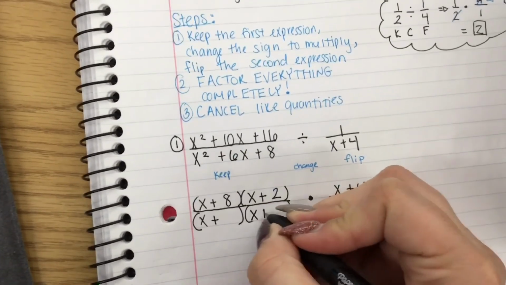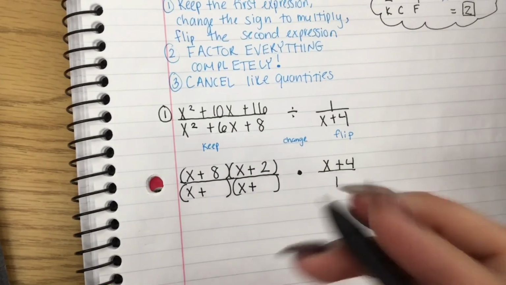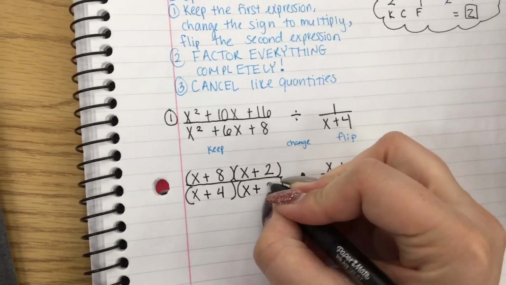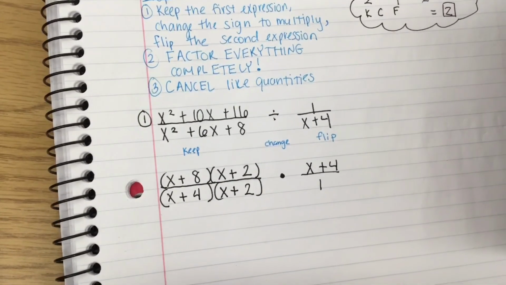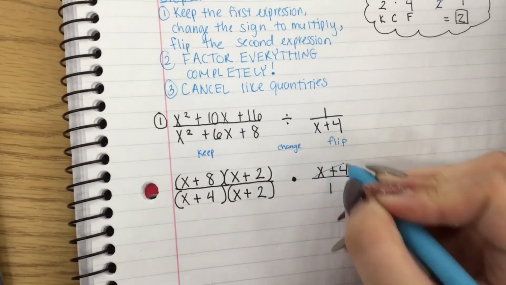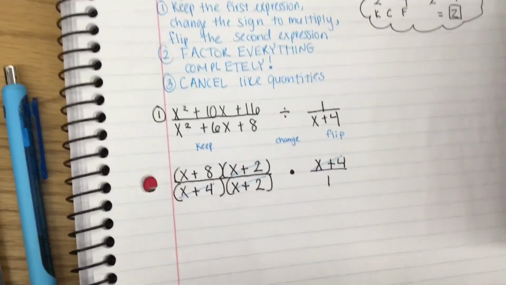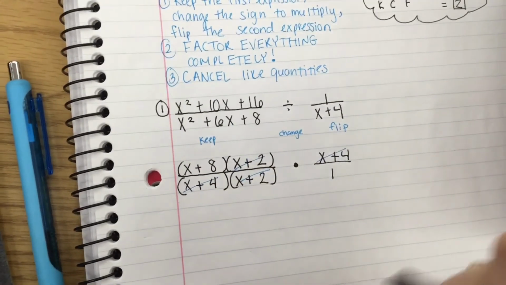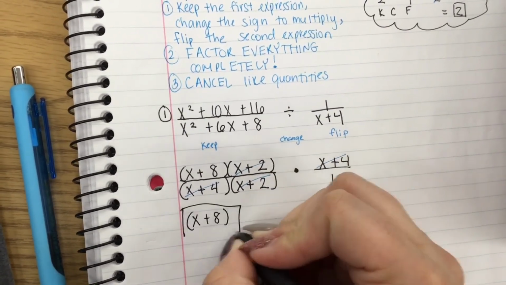Do the same thing in the denominator. I'm looking for factors that multiply together to give me 8, but add together to give me 6. So that's going to be 4 times 2 is 8, and 4 plus 2 is 6. If you had a number in front of x squared, you'd need to split the middle term. So I can only use that shortcut when I'm factoring trinomials where a is 1. I went ahead and canceled like quantities so that what's left is x plus 8 over 1, which is just x plus 8.